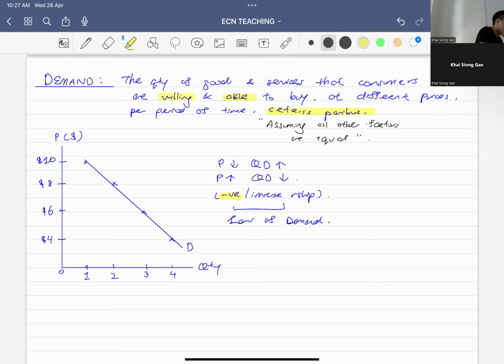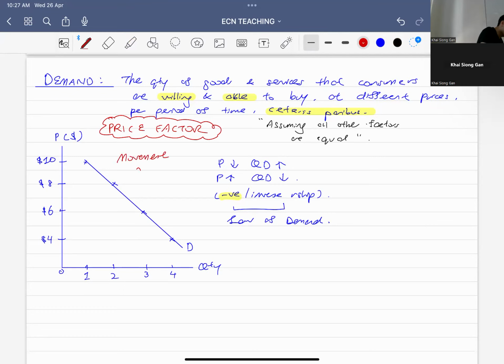Now bear in mind the use of the words here. When I refer to the price factor, which is what we're referring to here, there is no shift at all. It's only about the movement along the straight line. No shift, but only movement along the curve, movement of the points. Movement along the straight line. Okay, so no shift at all.